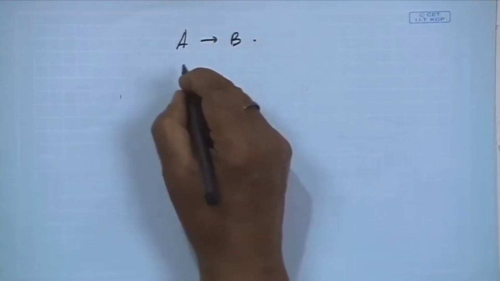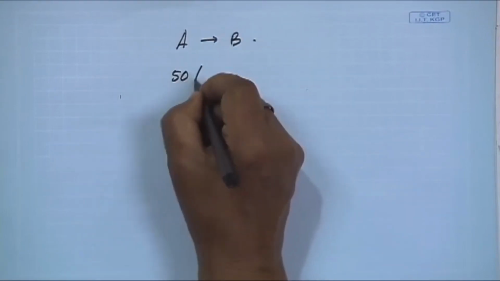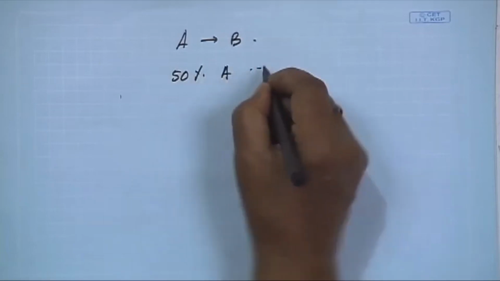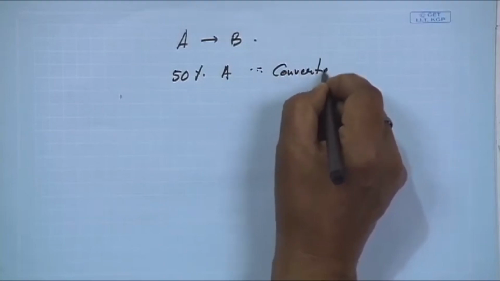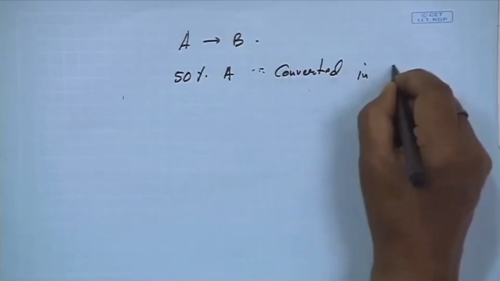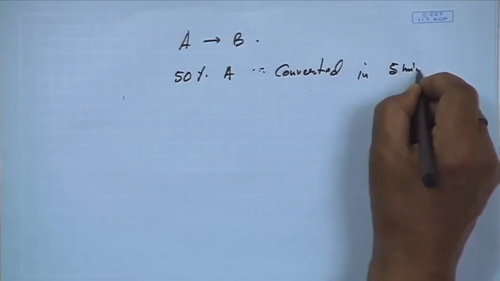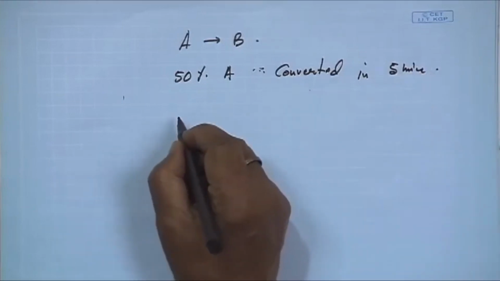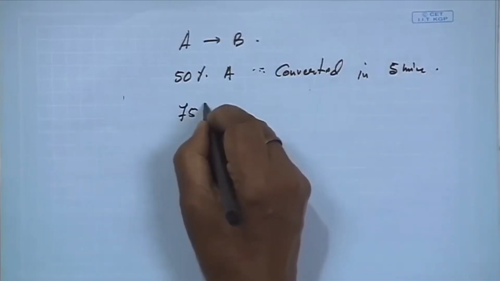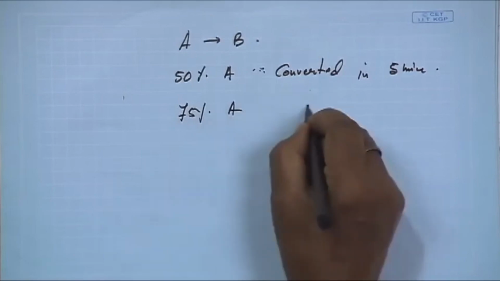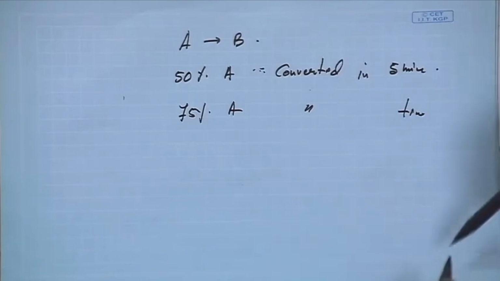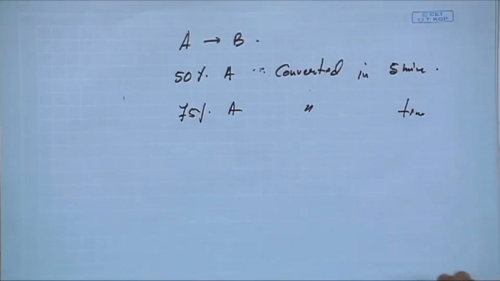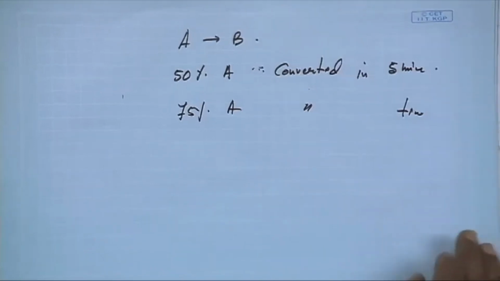So, what it is saying is that 50% of A will be converted in 5 minutes. Am I right? Now, the question comes that for the conversion of 75% of A, how much time is required? Okay. How much time is required?